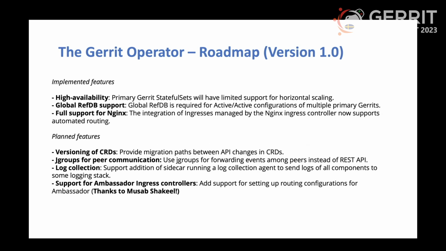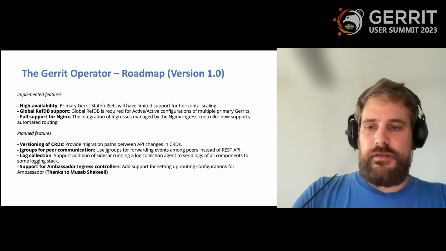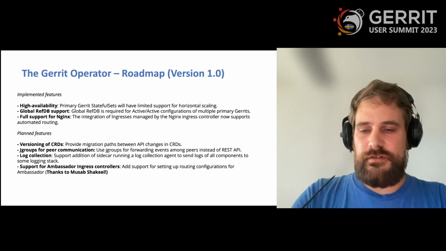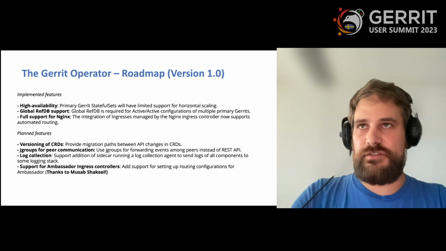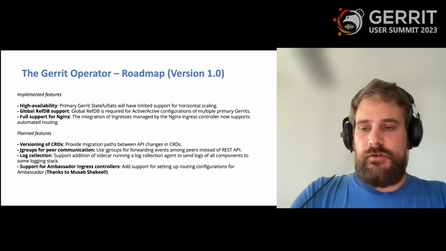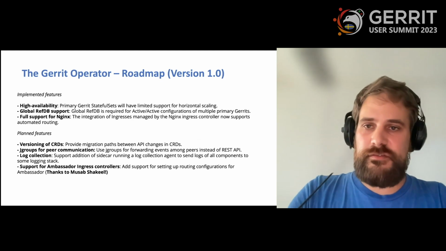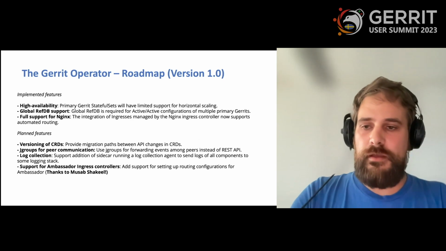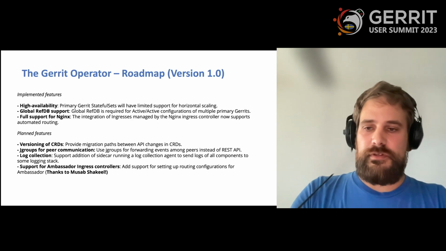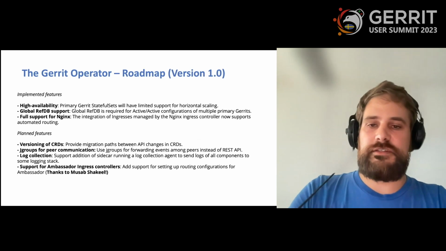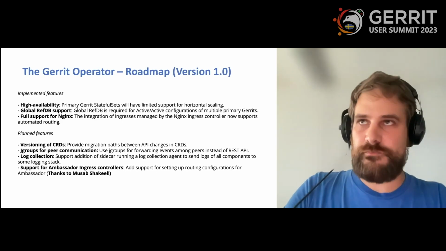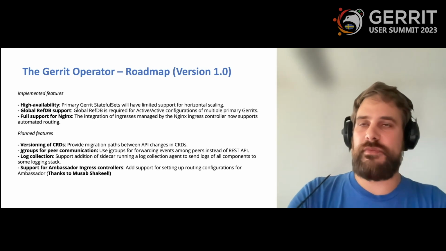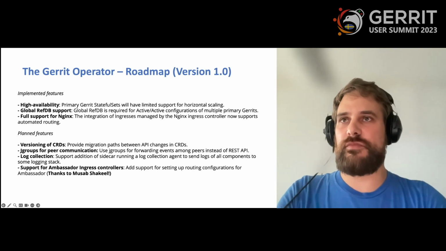Then we want to use JGroups for peer communication. So currently, we are still using the REST API to communicate between Gerrit instances. But Sasha is already working on a change that introduces communication using JGroups. We also want to provide a method to collect logs. So currently they are stored on the shared file system, but it's of course tedious to look at them. So we want to provide the possibility to collect them using an agent like FluentD, for example. And yes, as I already mentioned, the ambassador support is also already work in progress.